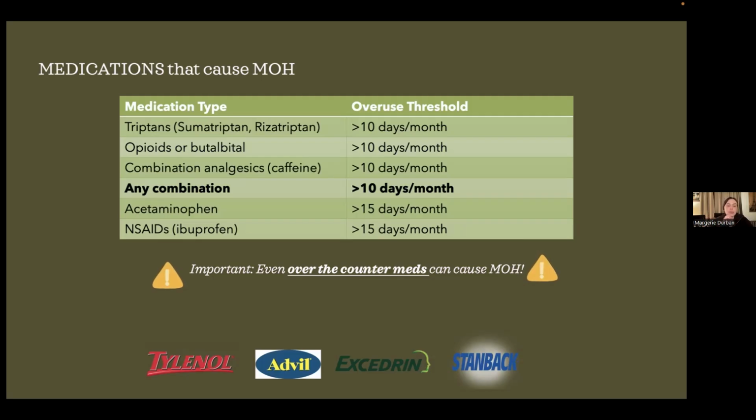And then the important piece is that over-the-counter medication that you do not need a prescription for, like the ones you see below, Tylenol, Advil, Excedrin, Sinus, all of these can cause medication overuse headaches.